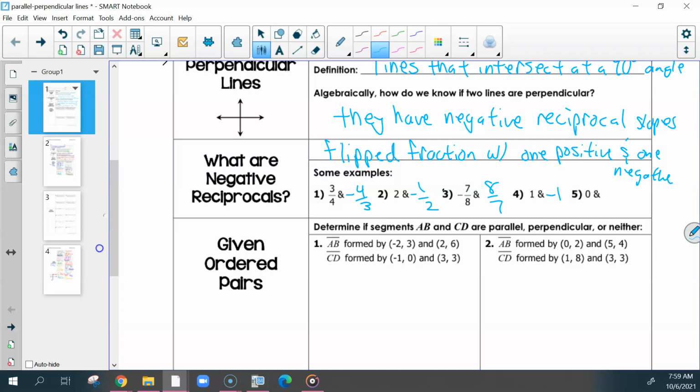And then negative reciprocal of 0. Let's think about that. So 0 is really 0 over 1. If I flip it, 1 over 0, what is that? Dividing 1 by 0, what is that? A 0 slope. The negative reciprocal of 0 is going to be undefined. Think about those as your x lines and your y lines.